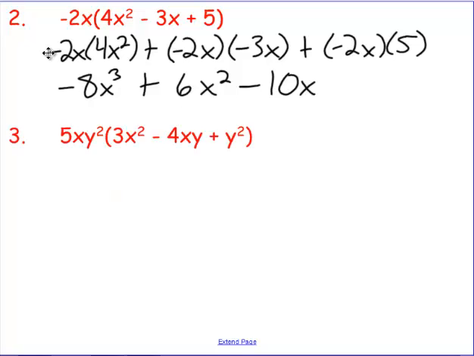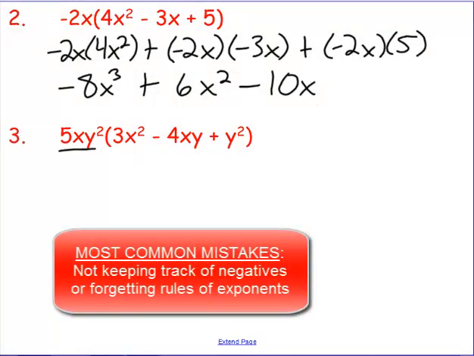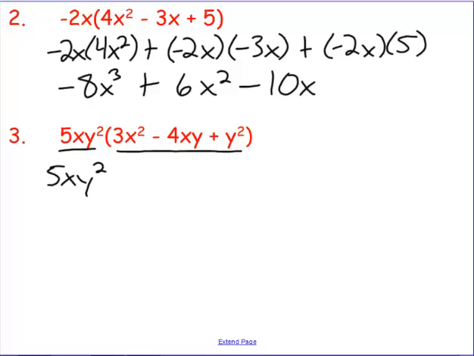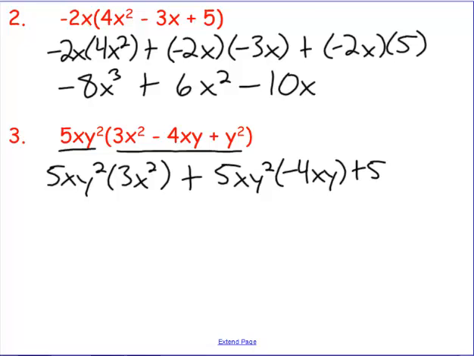Let me give you another example of this, and you'll see how it might get a little messier for you, but the same basic rules are going to apply over and over again. I have 5xy squared times (3x squared minus 4xy plus y squared). So again, a monomial times a polynomial. Just distribute that out, and I would have 5xy squared times 3x squared, plus 5xy squared times a negative 4xy, and then finally 5xy squared times y squared.